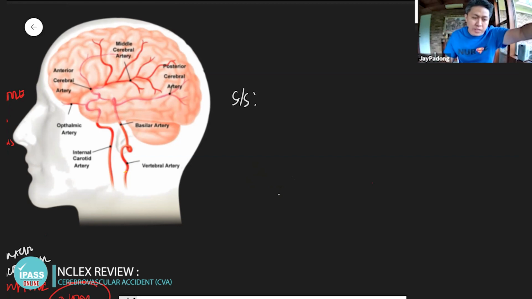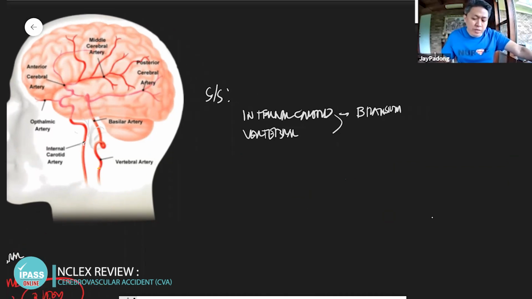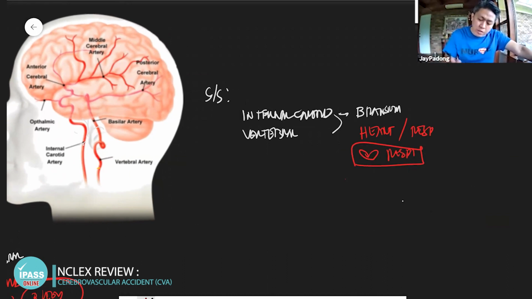So if you look at the signs and symptoms, that's based on the arteries involved. If the internal carotid artery is affected, there's too much damage here. And this supplies your brainstem. I shall include here the vertebral artery. So if you have a brainstem affectation, what's going to happen? Heart rate, the heart and your respiration. So a cardiorespiratory problem will happen. The internal carotid artery and vertebral artery, which is not as common as your MCA.